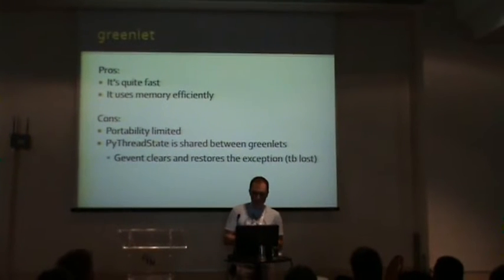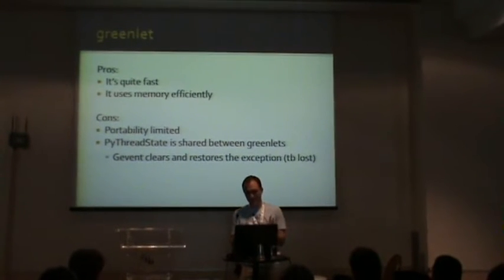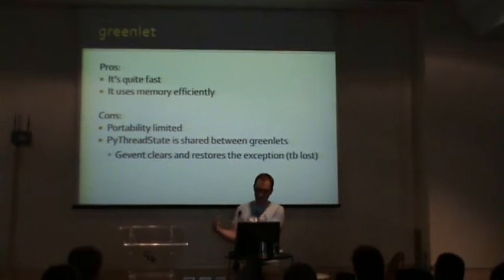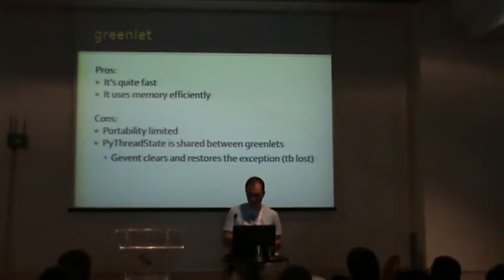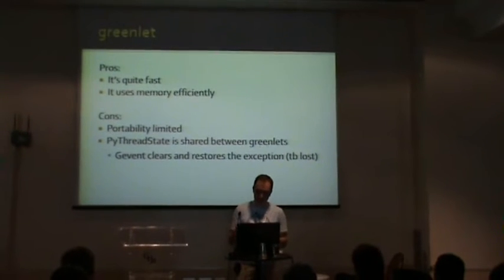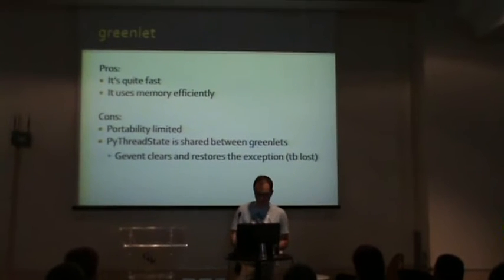There is another problem: there's a structure called per-thread state, and it is shared between greenlets. So if you have an exception handler and you switch into another greenlet, the new greenlet will see the exception that you had before. But luckily, Gevent uses greenlets in such a way that we can work around that state and restore the proper exception information for you.